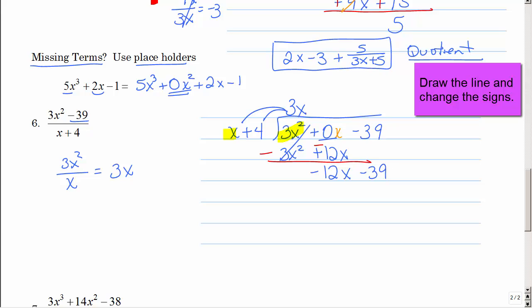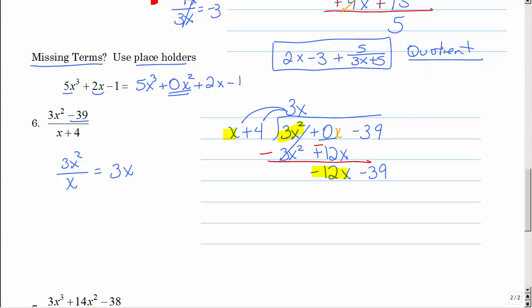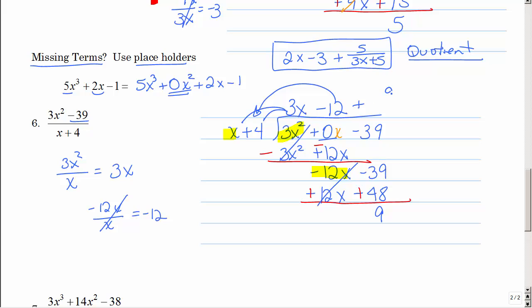Repeat the process. So we look at those first two terms, and we're dividing. Negative 12x divided by positive x is negative 12. So we multiply. We draw our line and change those signs. And we add. That goes to 0, and I believe that is positive 9. So we put our remainder over our divisor. That is our answer, otherwise known as a quotient.